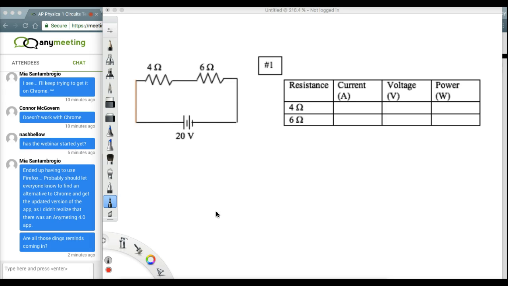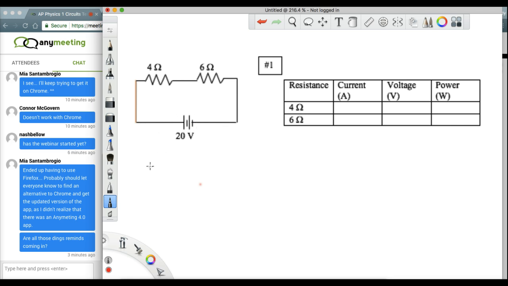What I'm going to do is start with the quiz that you took in class last Friday or today. I'm going to go ahead and mute my computer so I don't get any more dings coming in to distract me. All right, so what we have here is a very simple series circuit.